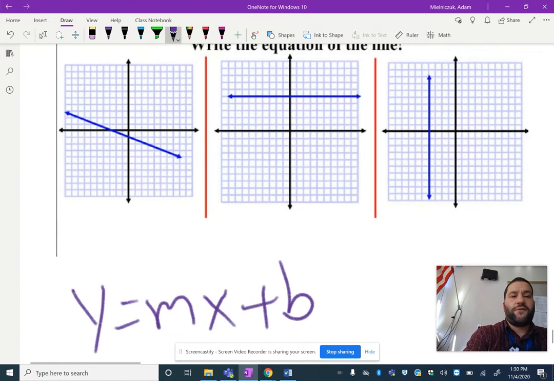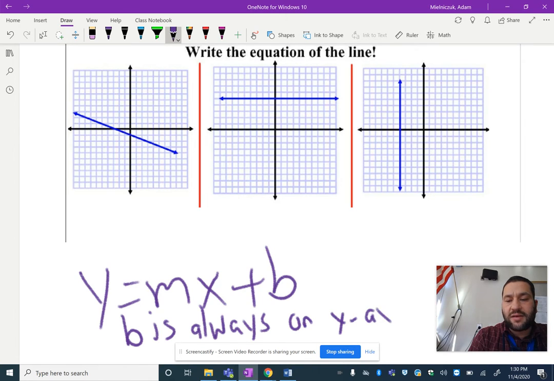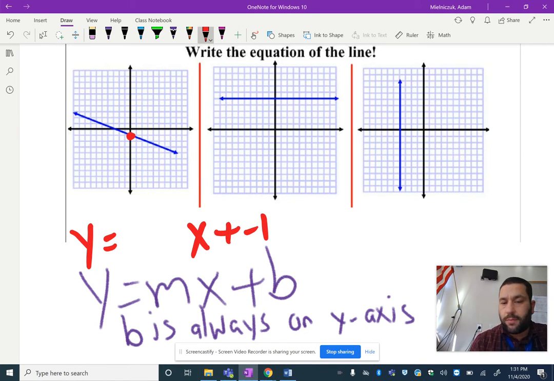So if we look at our first one, we need to remember b is always on the y-axis, always. So you're going to look for that point. And what we're going to see is we have that point right at -1. So we know we have y equals something times x plus -1, or -1. Okay, that's all we know so far.